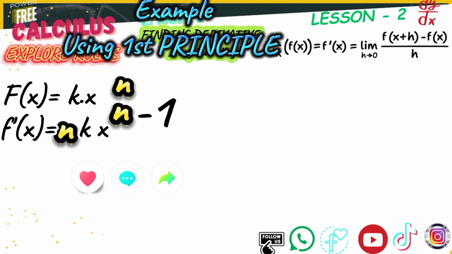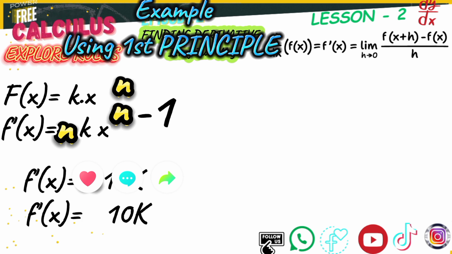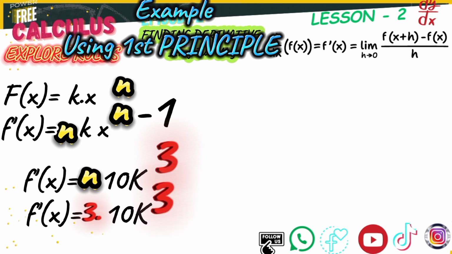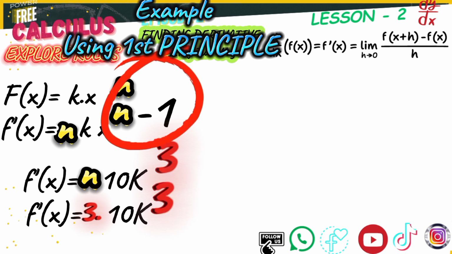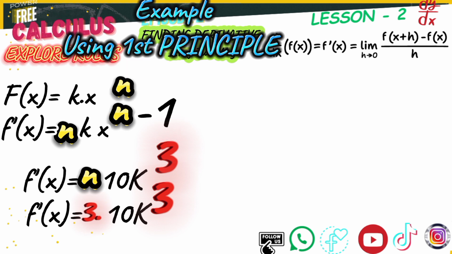So for example, let's say you are given 10k to the power 3, meaning you still have your 10, you multiply by 3, and then you still have your k to the power 3 minus 1, which will be 30k to the power 2.